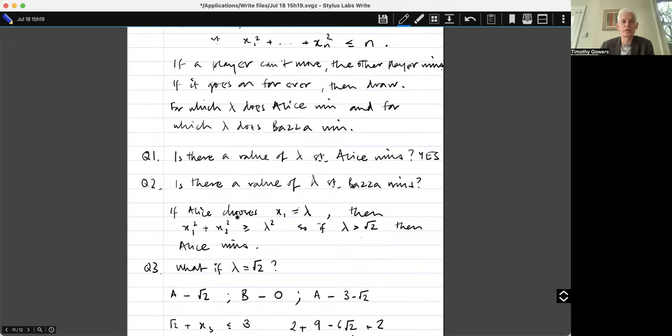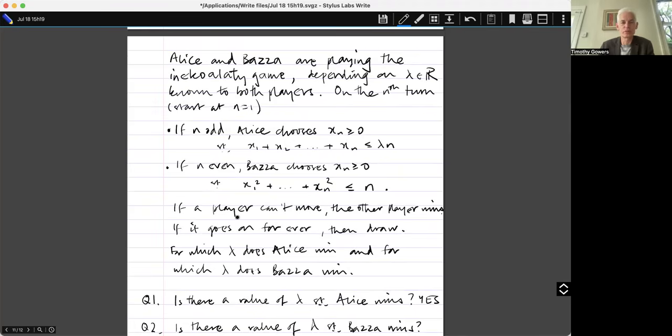And this I'm not going to write down because it's quite easy to do in one's head. If lambda equals 0, then x1 is going to have to be, no, then Bazza wins easily. I thought that was going to be a draw, and that everybody had to choose 0 all the time. But Bazza's condition doesn't involve lambda.